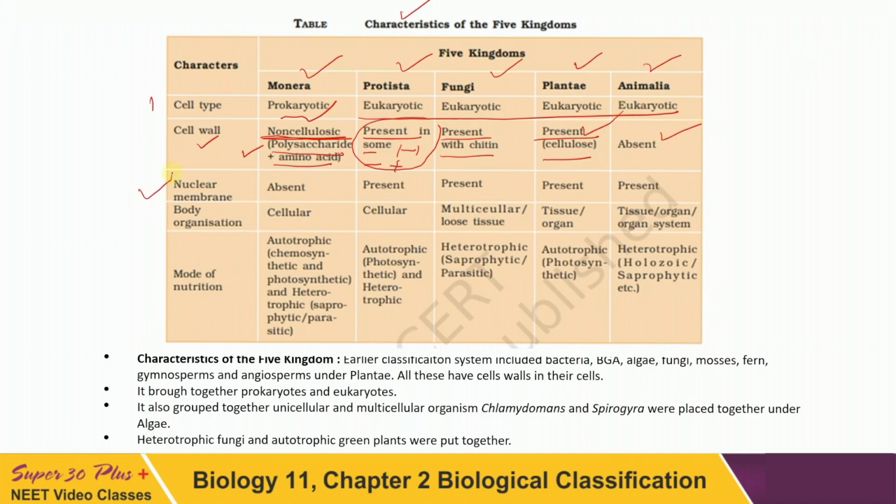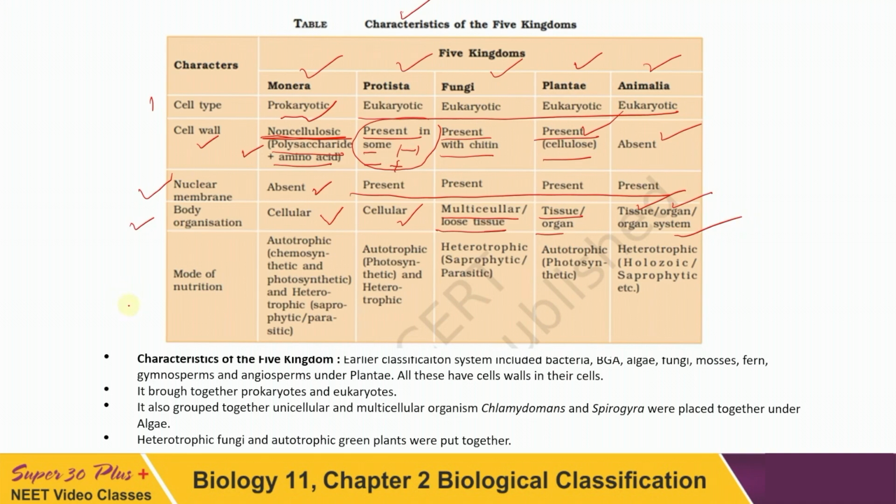Nuclear membrane is absent in prokaryotes, and present in all the other four kingdoms. Mode of nutrition, but before that we have to see body organization. Protista is cellular, made of one cell. Fungi are usually multicellular, made up of loose tissue. Plantae have tissues and organs, and in animals the body organization is tissue, organ grade, then system grade.